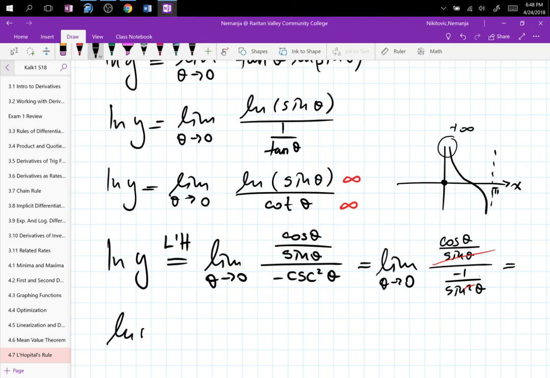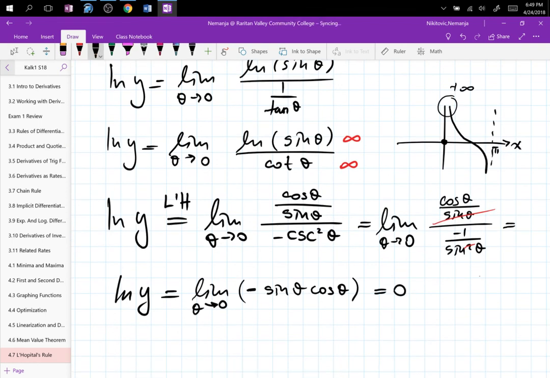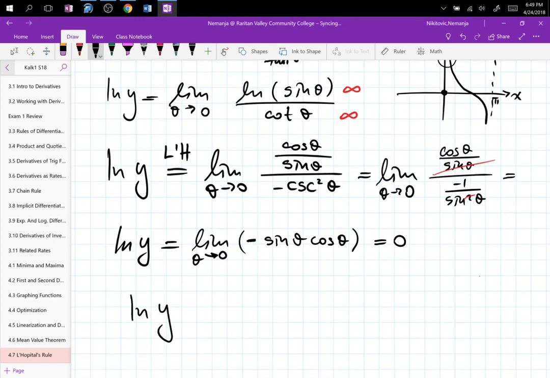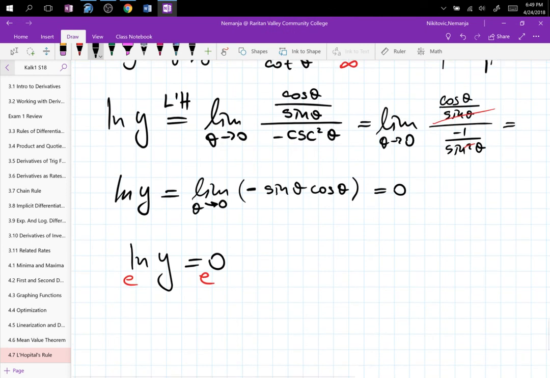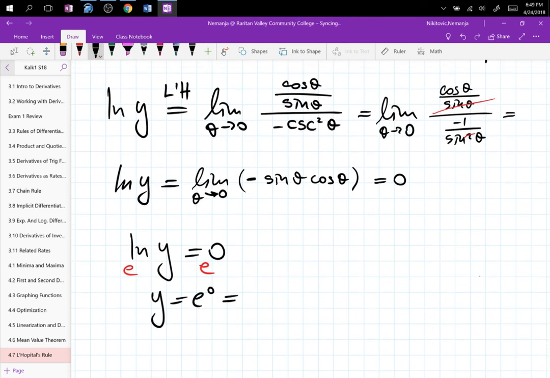So ln y is equal to limit theta goes to 0 of negative sine theta cosine theta. And when you plug in 0, it ends up being 0, because sine of 0 is 0, and cosine of 0 is 1. 0 times 1 is 0 at the end. So we got that ln y is 0. Again, we exponentiate both sides, and y is equal to e to the 0, which is 1.